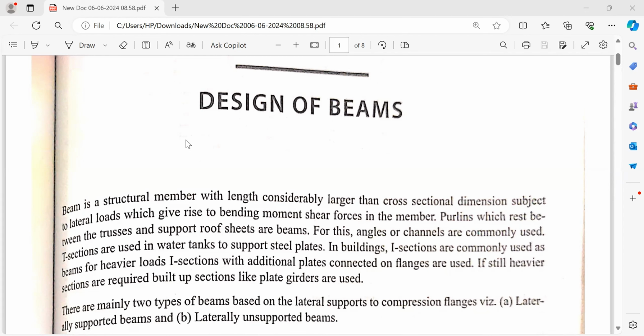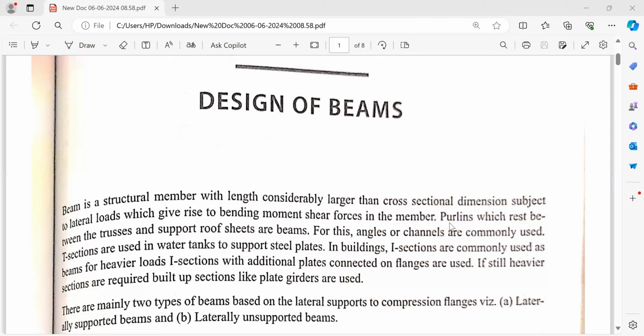So a beam is a structural member. Mainly it resists the external forces by means of bending and shear. But you know already in the case of RCC, the same applies, we also get beams. The length is larger, that is, one dimension is larger than the other 2 dimensions. The cross section is subjected to lateral loads, that is vertical loads or horizontal loads, which give rise to bending moment and shear forces in the member. So this is in the case of beams.